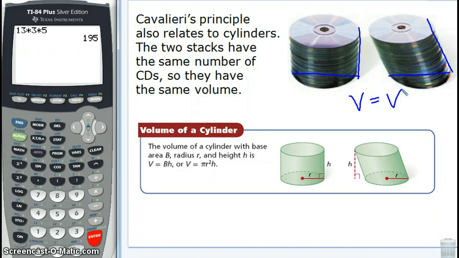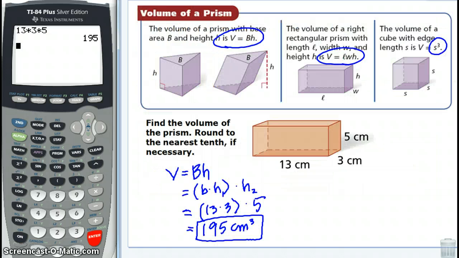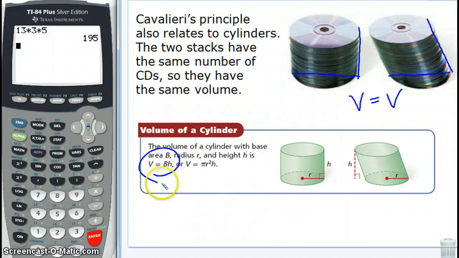Once again, the volume formula for a cylinder is the same as it was over here for a prism. You can see the volume of a prism right here is the area of the base times the height, and the volume of the cylinder there is also the area of the base times the height. But in this case, the area of our base is a circle. That's as hard as this gets.